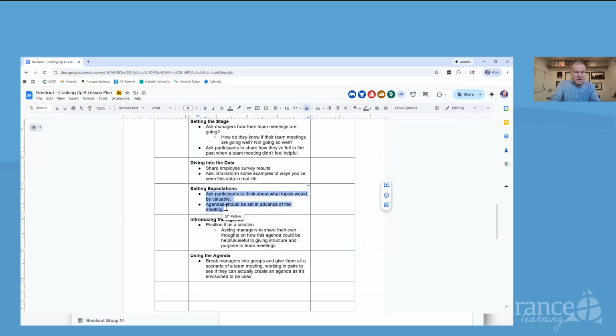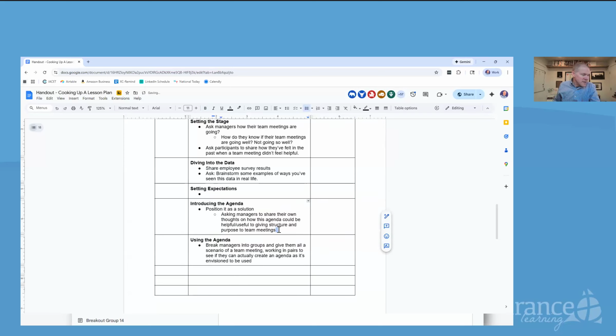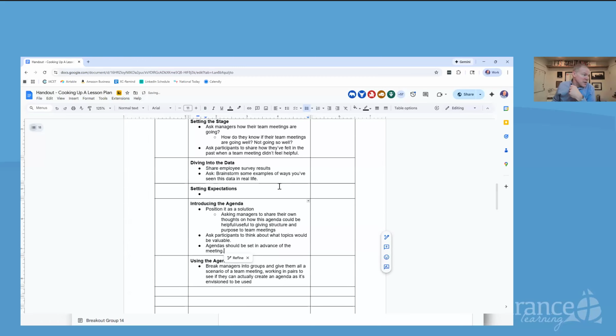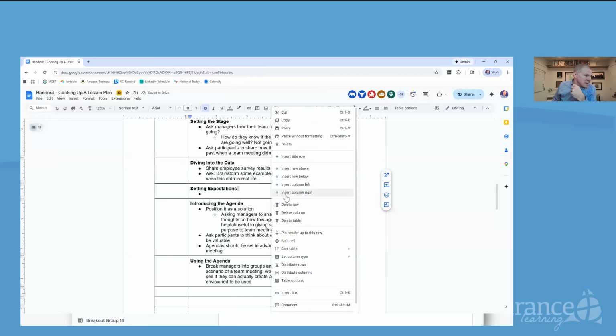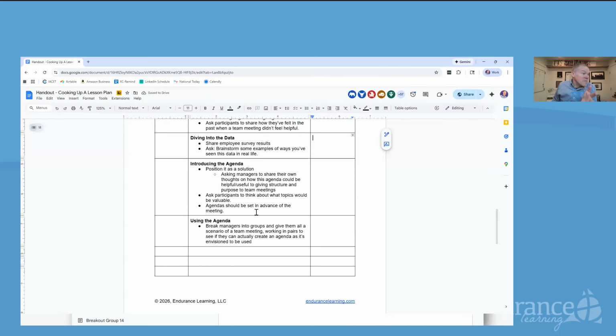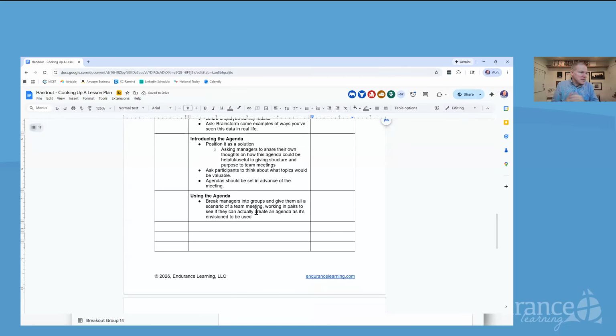I'm gonna move this down a little bit because I think that it is something that would come after we introduce the agenda. So let me move that a little bit. And then having people use it in a sample sense, working in pairs. What that does is for folks that maybe didn't understand how we presented it, it gives people an opportunity to work together and kind of explain it to each other.